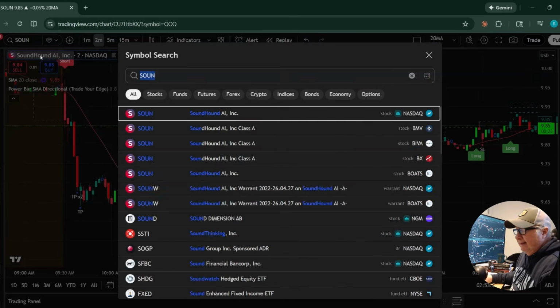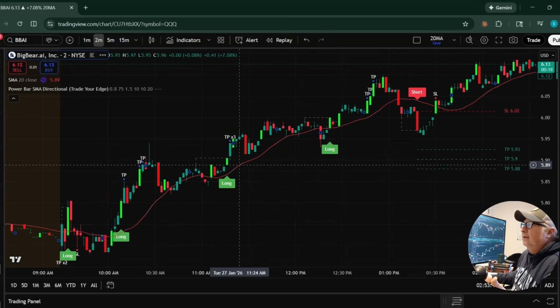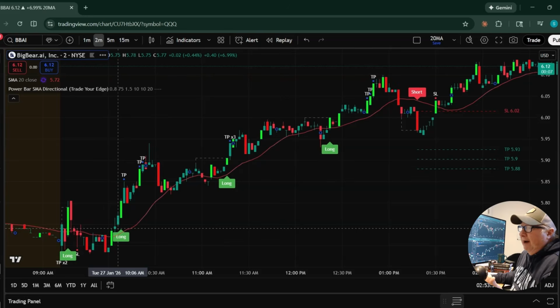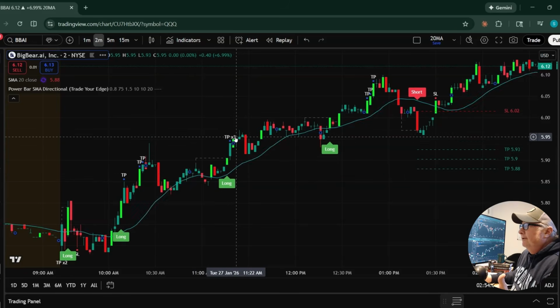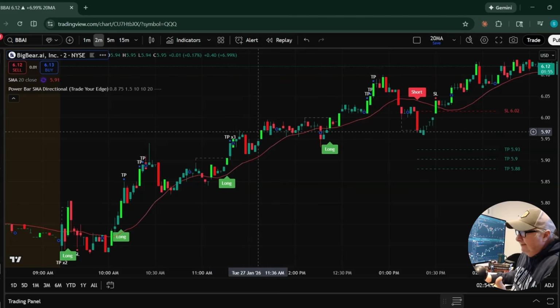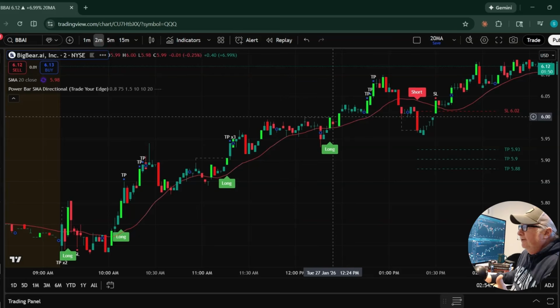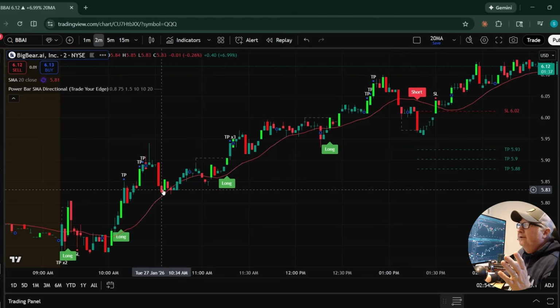Another small stock that I like to trade is BBAI. Again, a stop out here for just a few cents, a profitable trade here for 10, 12 cents, a profitable trade here for another 6, 7 cents. Another profitable trade here. And you can see one of the things that's happening is that the power bar trade is catching the trend, right?